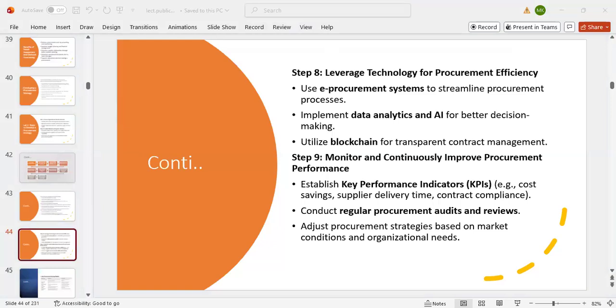There are processes, there are steps, and you cannot mix them up. If they say step 1, and you write monitor continuously and improve procurement performance, what are you monitoring once you have not identified the needs? Did you get it? So you have to follow the steps accordingly and chronologically. Something must be done before another one will follow. It is compulsory.